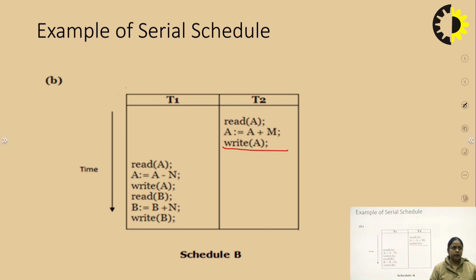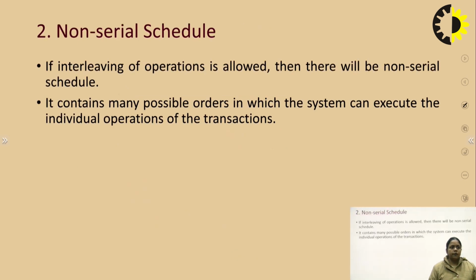Now there can be non-serial schedules also. If interleaving of operations is allowed, meaning transaction T1 is not completed but transaction T2 has also started meanwhile, then it is known as a non-serial schedule. It contains many possible orders in which the system can execute the individual operations of the transactions. Now you can see an example of a non-serial schedule.